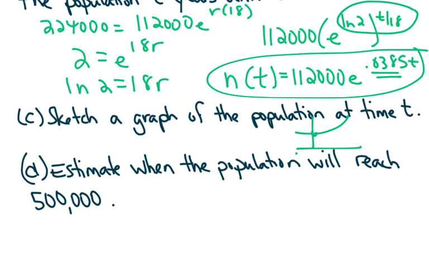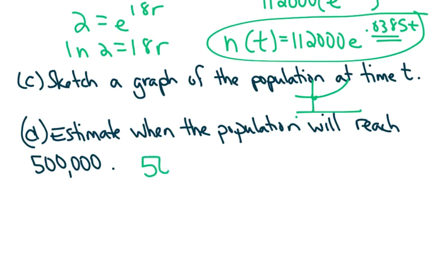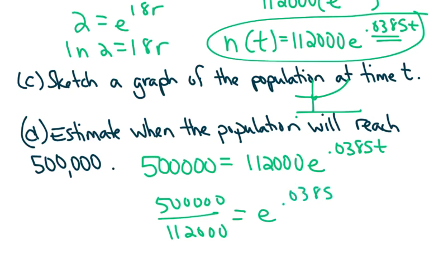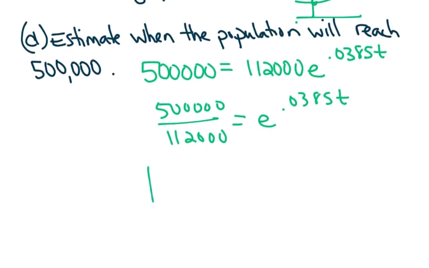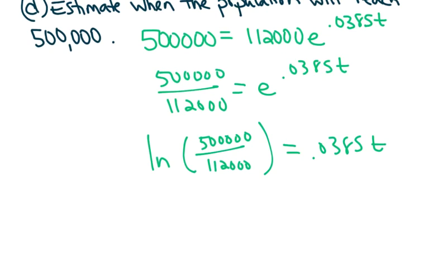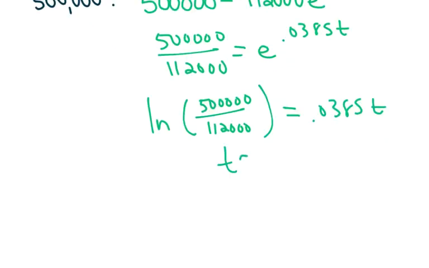Estimate when the population will reach 500,000. So when will 500,000 equal 112,000 e to the 0.0385t? First, I'm going to divide. And then I'm going to natural log this side. And then I'm going to divide both sides by 0.0385. And I'm going to find out that t is about 39 years.